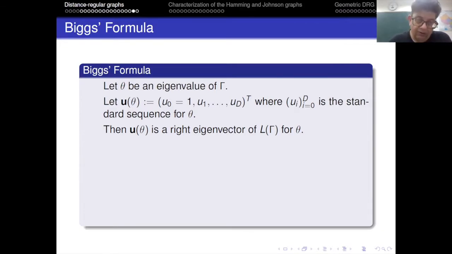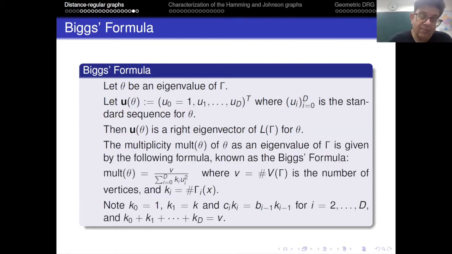The other direction I will not show. Maybe Terwilliger will show that. And you can now compute the multiplicity of theta, and that is given by the following formula, which is known as the Biggs formula.